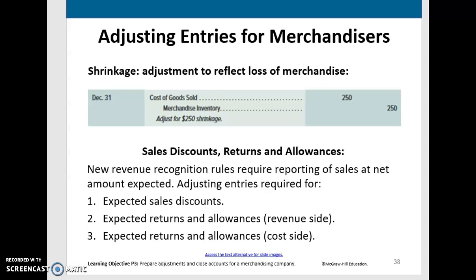Additionally, other things we need to consider at the end of the year, in order to fully recognize our revenues: if we have any expected sales discounts that we know our customers will probably take, we usually record those. We also might record the returns and allowances that we are anticipating based on prior history. This is true of both the revenue side and the cost side, our purchase side.